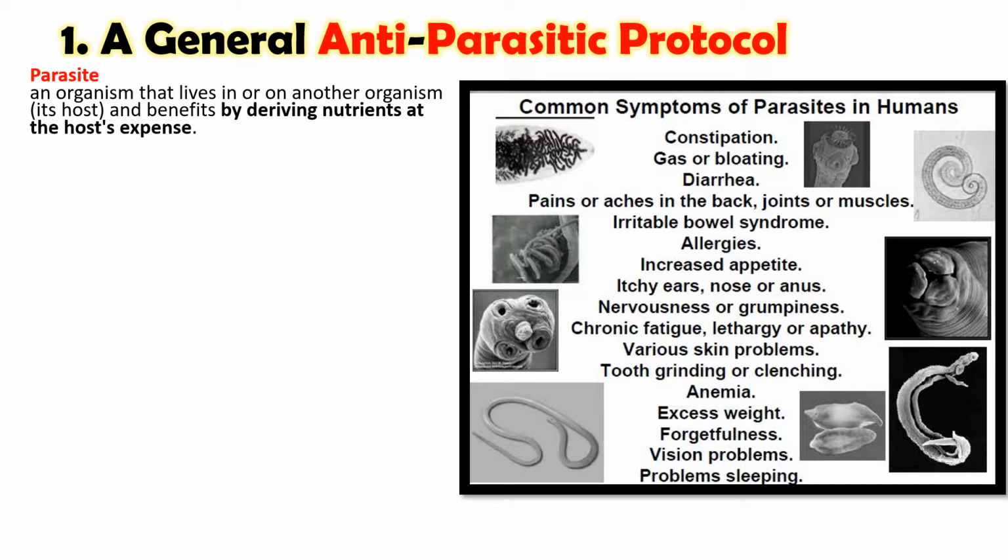Common symptoms of a parasite infection include constipation, gas and bloating, diarrhea, aches and pains all over the body, IBS, allergies, increased appetite, especially for tapeworms. People will have really increased appetites if you have a tapeworm infection. Itchy ears, nose, anus, nervousness, grumpiness, chronic fatigue, various skin problems, tooth grinding, especially at night and with children. A lot of times you'll hear them grinding their teeth. Anemia, excessive weight gain, forgetfulness, vision problems, and problems sleeping are all common signs and symptoms of a parasite infection.